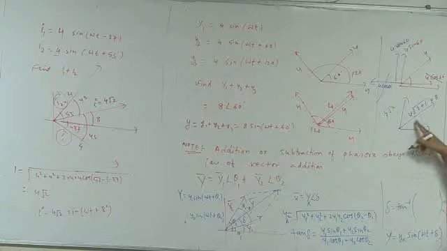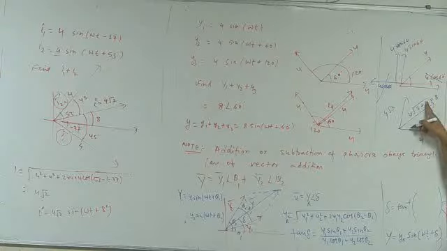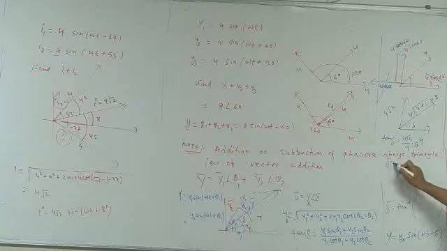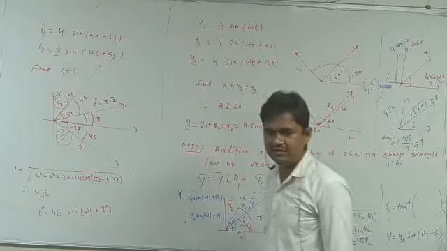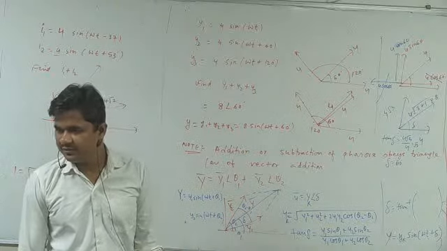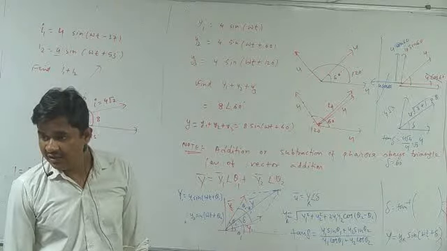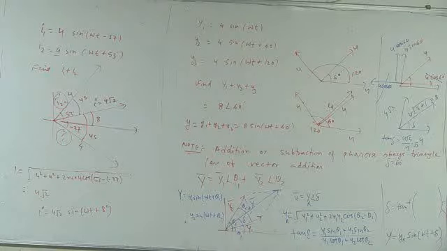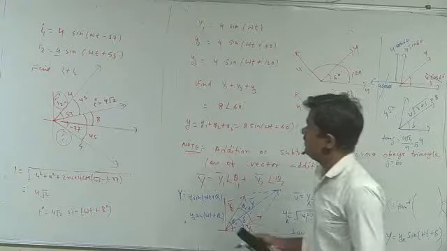So 4 will be common, under root of 3 square, which is 3, plus 1. 4. Root 4 is how much? 2. That is it. And how much angle is it making? Delta. Tan delta will be how much? Tell me. 4 root 3 by 4. That is root 3. So delta will be how much? 60 degree. Yes. Understood how to add the two phasors? Any problem in adding the two phasors? Finding the phase? Clear? Understood?